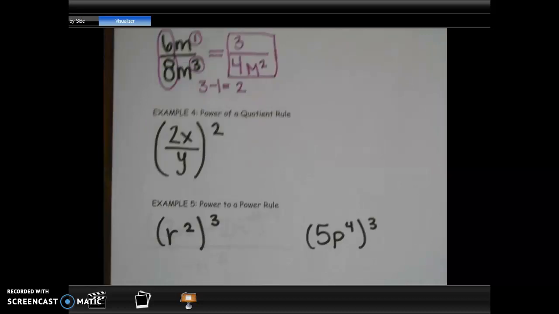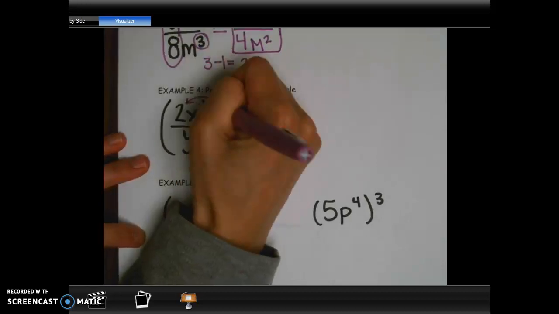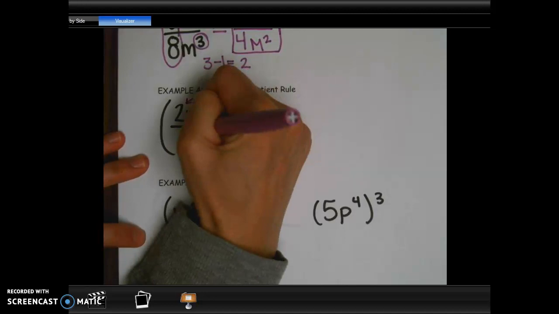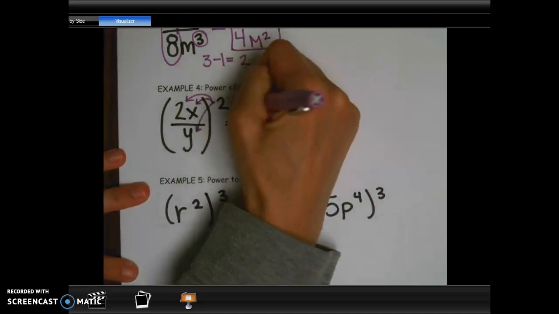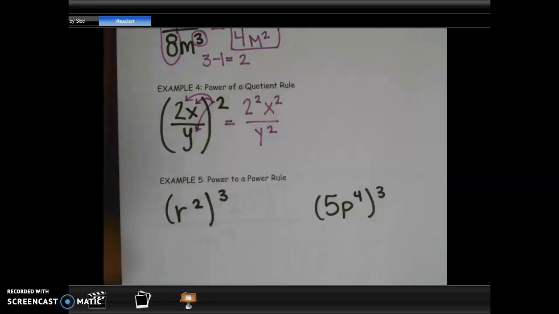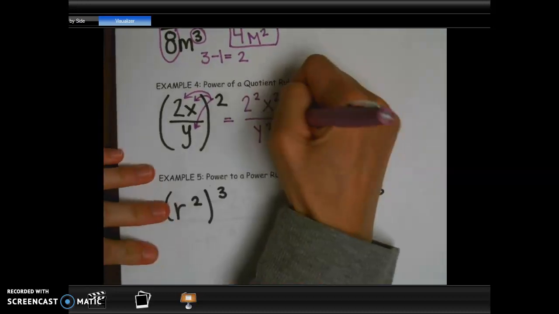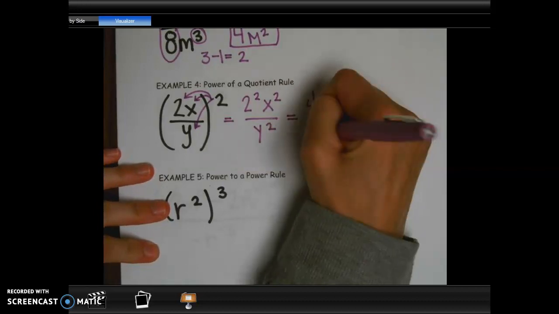All right, power of a quotient rule. Again, remember if there's a set of parentheses and there's a power outside of it, that power goes to everything. And I mean everything in there individually. So now we have 2 squared, x squared, y squared. And we can simplify this one. We can simplify the 2 squared. So it is now 4x squared over y squared.